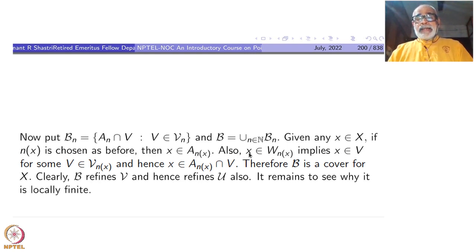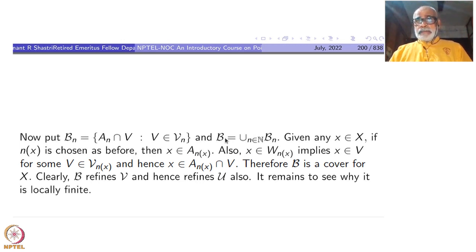Also, x inside Wnx implies x is inside some V, for some V in Vnx. It is already in Anx, so it must be in some V here, so it will be in the intersection. So x is inside Anx intersection V, which is in Bnx. Therefore, B is a cover for X. This is written as a countable union of these Bn's, and this is a cover.